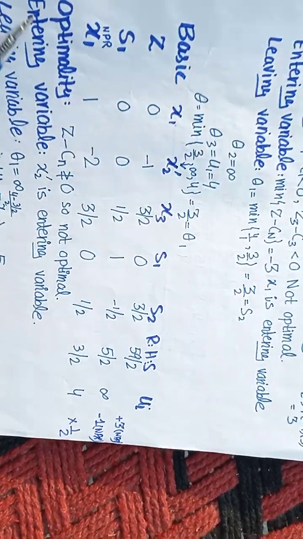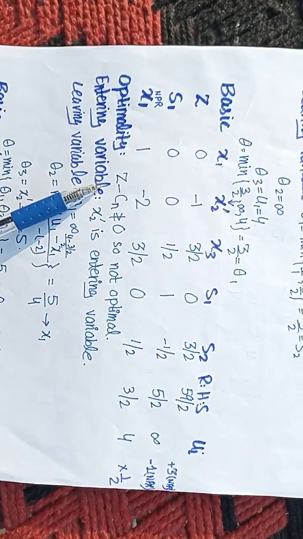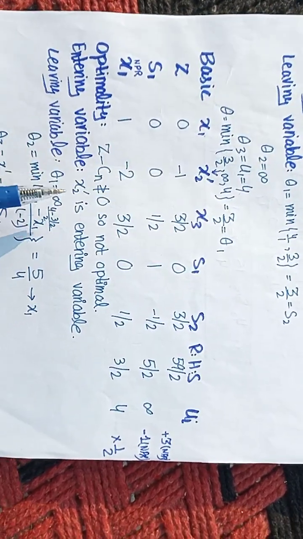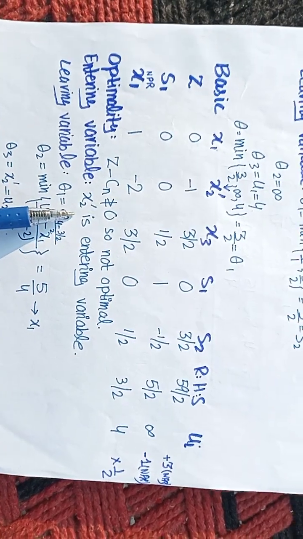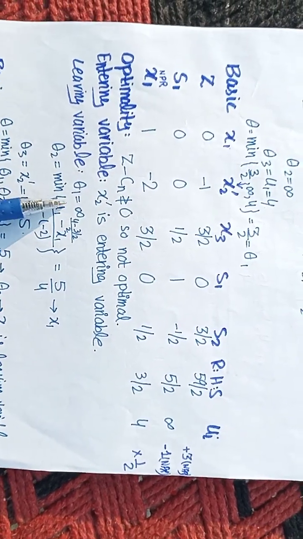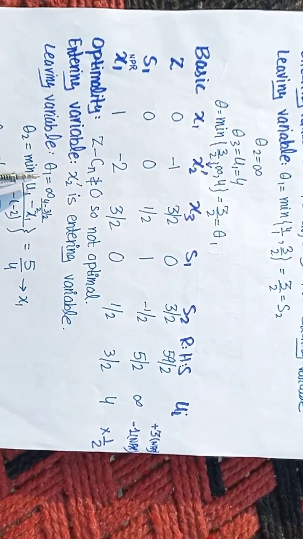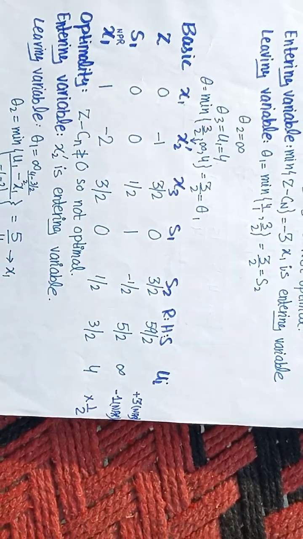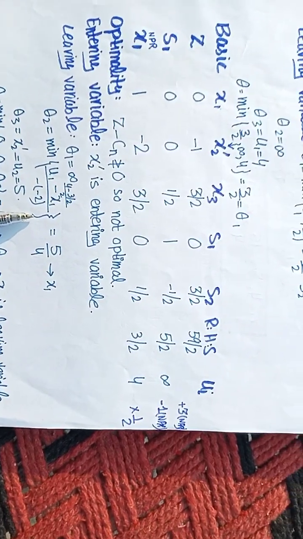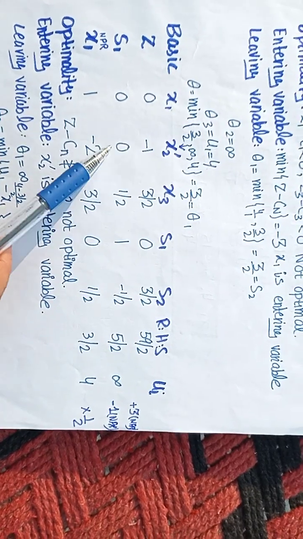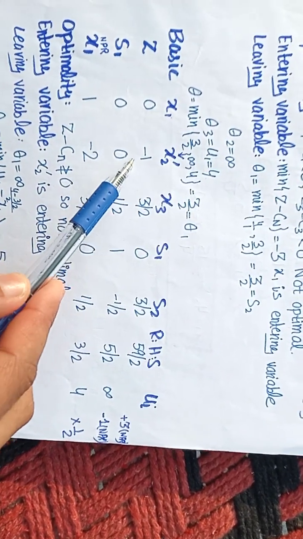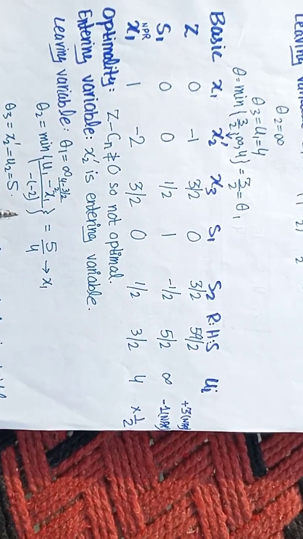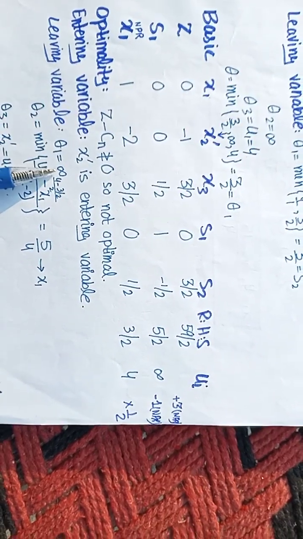Now check whether all are optimal. The function is not optimal. Minus 1 is present, so not optimal. Then x2 dash is the entering variable. Theta1 is equal to infinity. Why is it infinity? If all the constants with positive coefficient in the x column are negative. Let's see, negative coefficients are in the entering variable column. Then theta1 equals infinity.